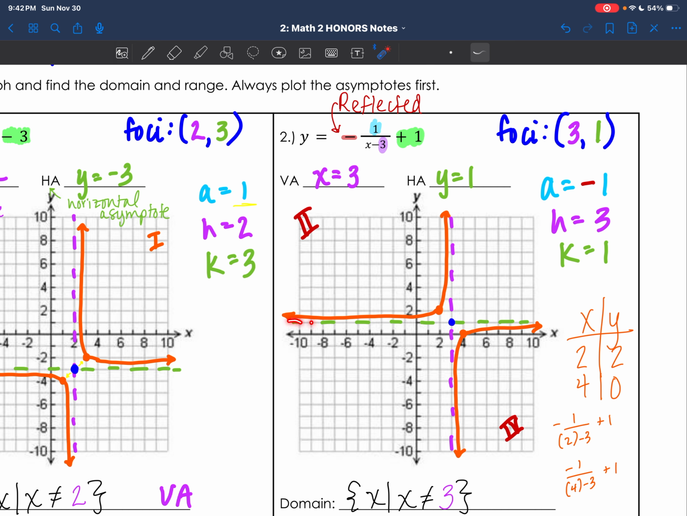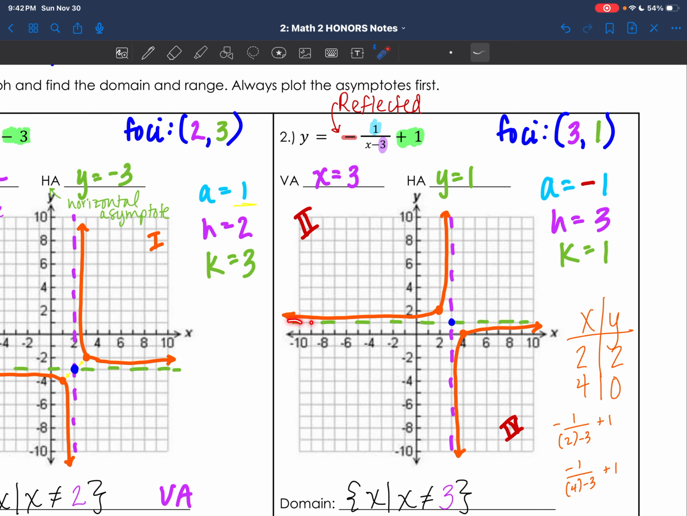So basically all we did was we took our xy axis and we just shifted it over and down. Or excuse me, up and over. So we went from here, up and over, and that's our new foci. So we shifted everything.